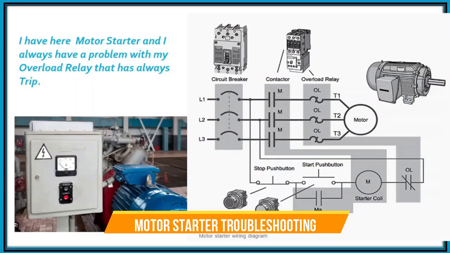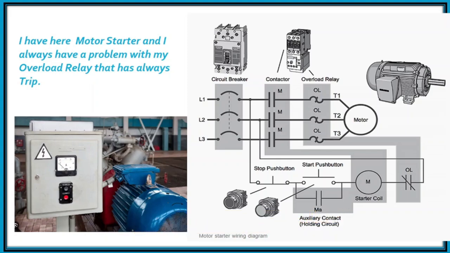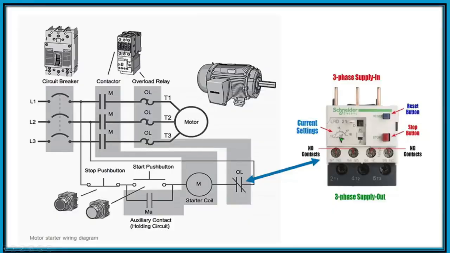I have here a motor starter that I always have a problem with, my overload relay has always tripped. Do you know how to check an overload relay? This is the overload relay, and to check it using the multimeter, switch to ohms. The 95 and 96 should be closed, and the 97 and 98 should be open. If the 95 and 96 is open, even though you have reset, that means we have a problem with the overload relay and it needs to be replaced.